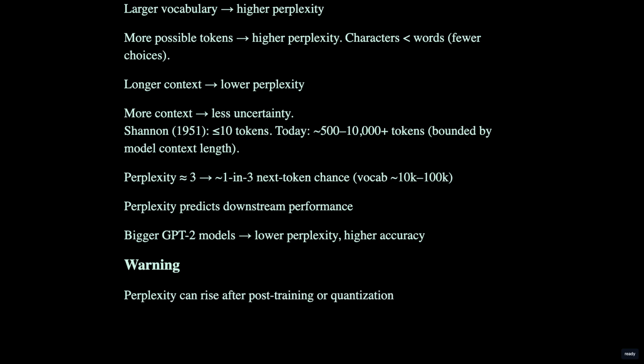Perplexity can be a misleading evaluation after post-training, like SFT or RLHF, because those methods teach the model to complete tasks, not necessarily to predict next tokens. As task performance improves, next token likelihoods can get worse, and measured perplexity often increases. This is sometimes called an entropy collapse. Quantization, which reduces numerical precision, can also change perplexity in unexpected ways.